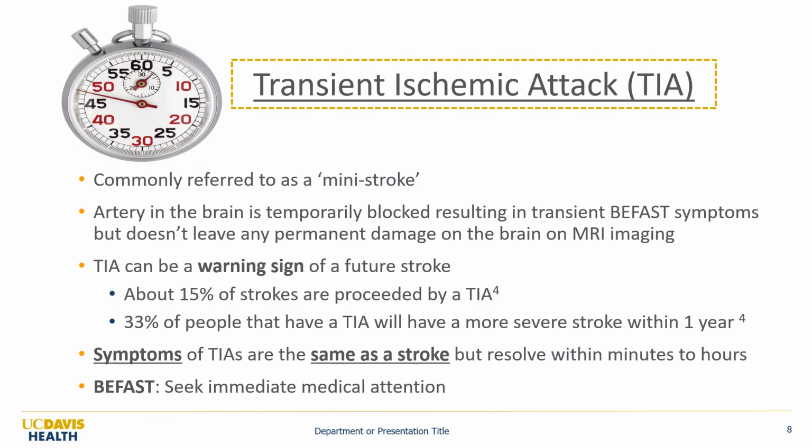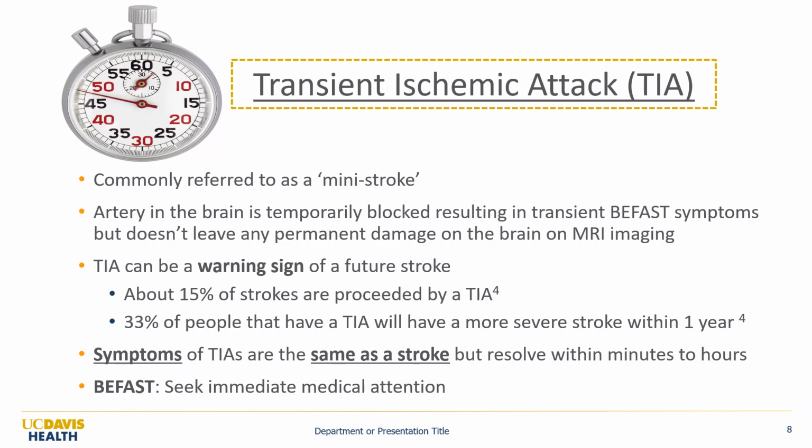TIAs are important because they can be a warning sign of a future stroke. It's important to complete the full stroke workup and attempt to identify modifiable risk factors for these patients in order to help prevent a future stroke or a repeat TIA. Educating your patients on BFAST signs and symptoms, as well as their modifiable risk factors, will be critical to helping them prevent a stroke in the future.